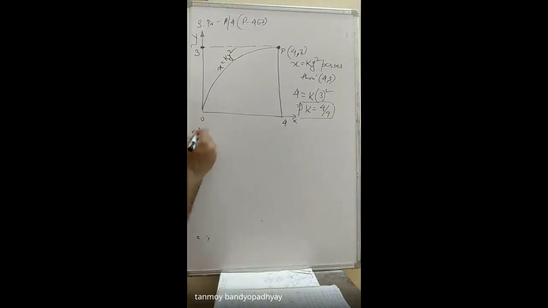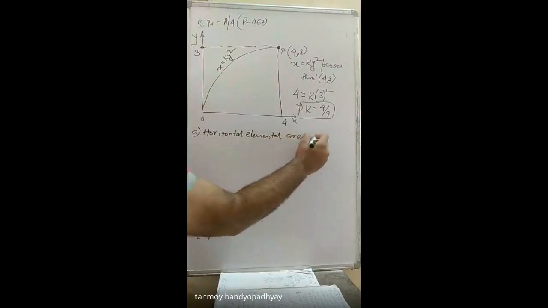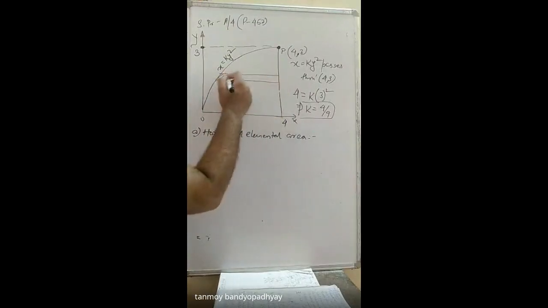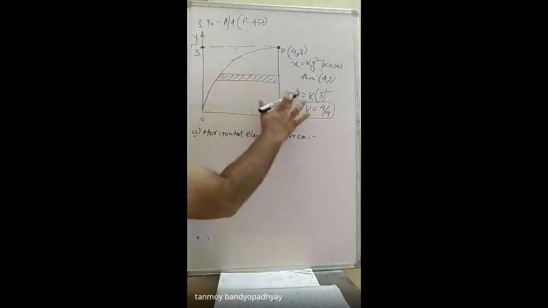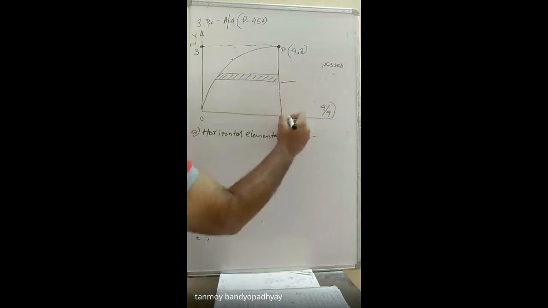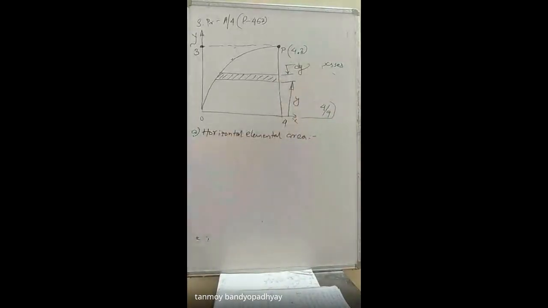Okay, so let's do it considering a horizontal elemental area. Just write down: we consider a horizontal elemental area at a distance of small y from the x-axis.